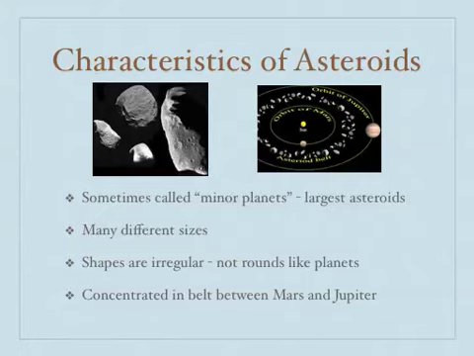So you could see the picture to the right. You have the orbit of Mars, the orbit of Jupiter, and then you could see all these asteroids that are orbiting all together in what we call a belt, or the asteroid belt.